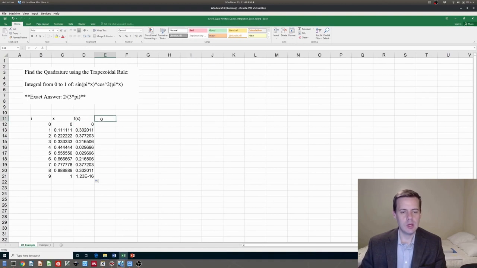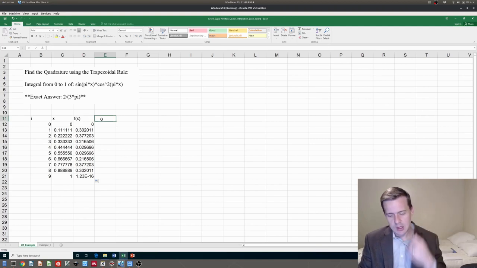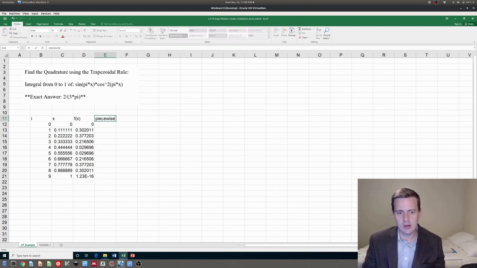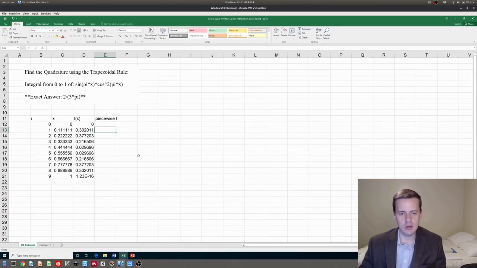All right, so now I need to evaluate the integral. So I need the piecewise values of I. Let's look back at our formula. Remember up here, I did these little piecewise pieces where I said (x1 minus x0)/2 times (f0 plus f1), then (x2 minus x1)/2 times (f1 plus f2). So in that derivation, I had these little chunks, and that's what I can code into Excel right here.